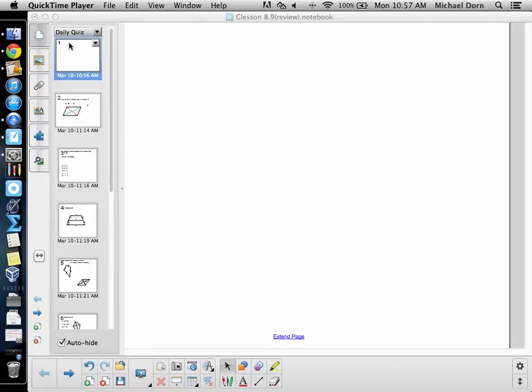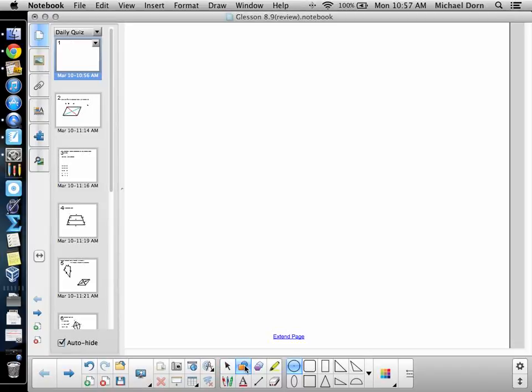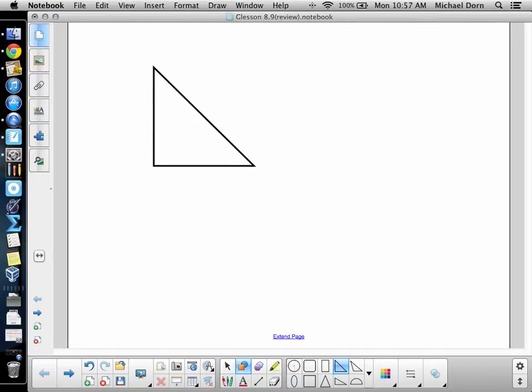So 3 and 4 were Pythagorean theorem. 5 through 8 are the special triangles. So let's just very quickly review those special triangles. And why are we putting this on here? As some people are going, well, seriously, that's not even this unit. Why are we doing it? Because every unit has review questions.